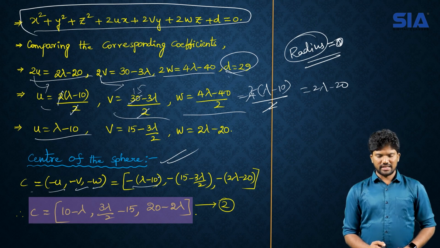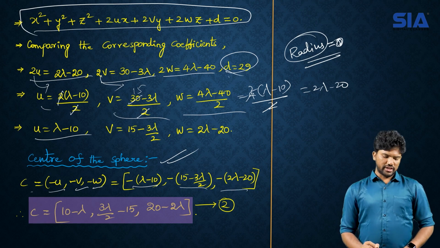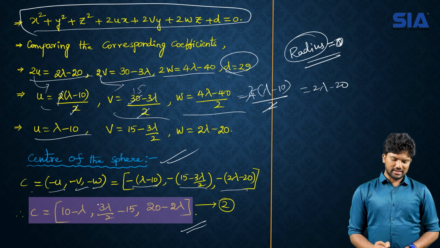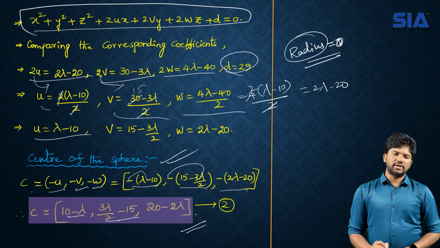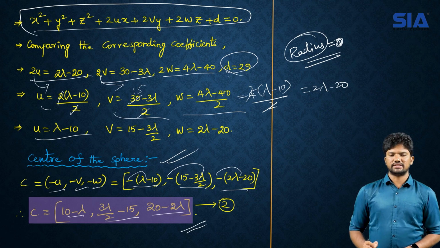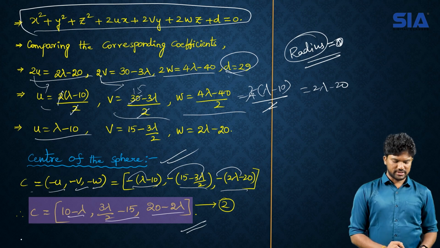So therefore minus of lambda minus 10, minus of 15 minus 3 lambda by 2, minus of 2 lambda minus 20. So therefore c is equal to, if you multiply with minus, then you will get 10 minus lambda. Minus into minus, plus 3 lambda by 2 minus 15, minus into minus, plus 20 minus 2 lambda. This is the center value, c is equal to minus u, minus v, minus w. Take it as equation number 2.